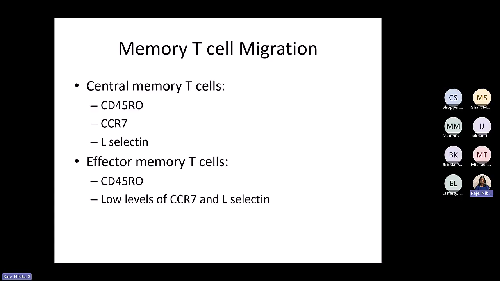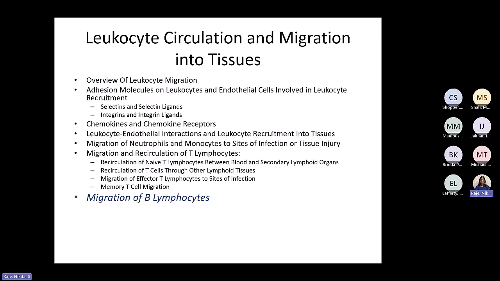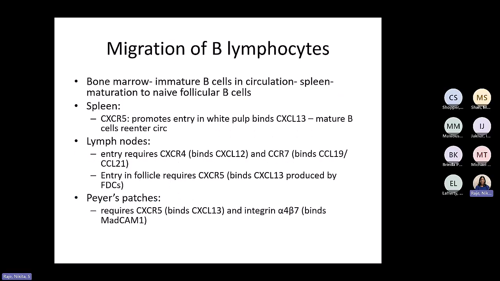Effector memory T cells, on the other hand, have low levels of CCR7 and L-selectin. So instead of going to the secondary lymphoid tissues, they're going to end up in the peripheral tissues where they're going to reside. They also express CD45RO on their surface. And then the last topic is migration of B lymphocytes. They are produced in bone marrow, and immature B cells move into the circulation and end up in spleen, where they mature into naive follicular B cells.